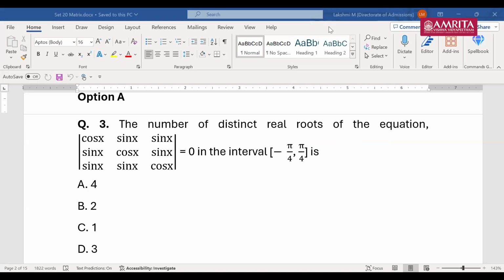You can equate it to 0 and you'll get the roots. And you have to find out how many of them lie between minus pi by 4 and pi by 4. So yes, just start answering this.